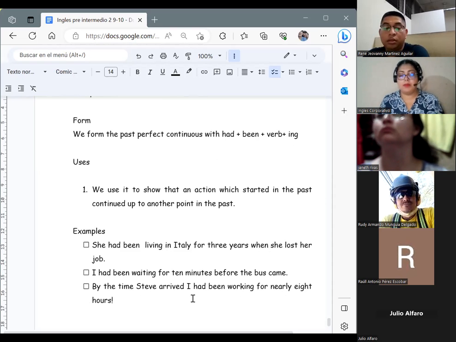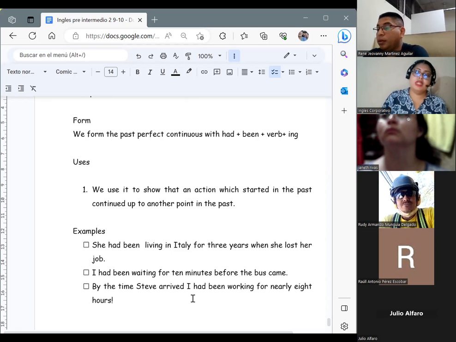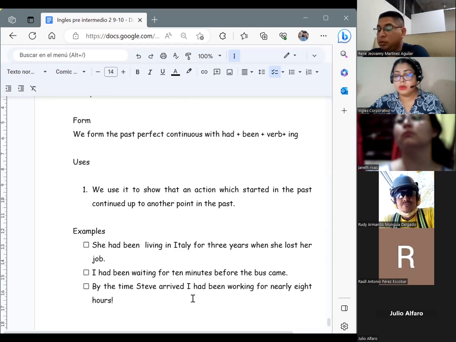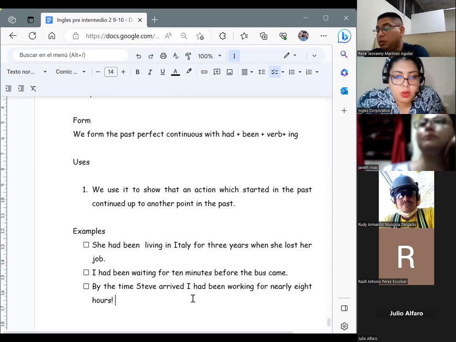Okay, aquí tenemos los ejemplos. Y dice que en este caso, ¿verdad? Estamos hablando de que vamos a mostrar que una acción que empezó en el pasado continúa, ¿verdad? Hacia otro punto en el mismo pasado. Ahora, ¿cómo es esto posible? ¿De qué estamos hablando aquí? In the first example is that she had been living in Italy for 3 years when she lost her job. Ella había estado viviendo en Italia por 3 años y aquí viene la otra parte, el otro punto de esa historia. Cuando ella perdió su trabajo.